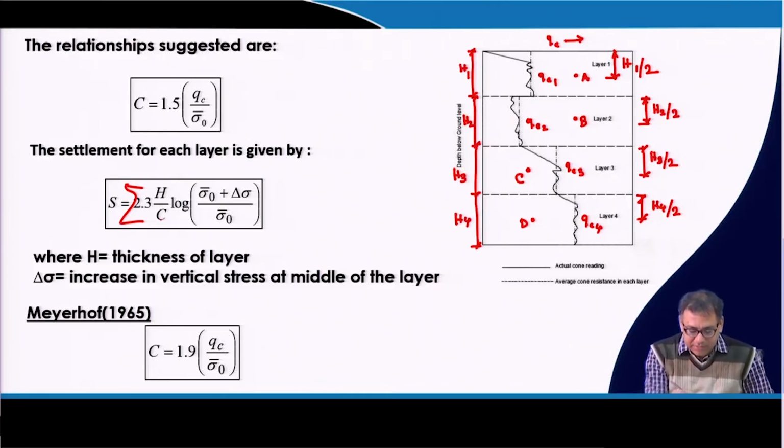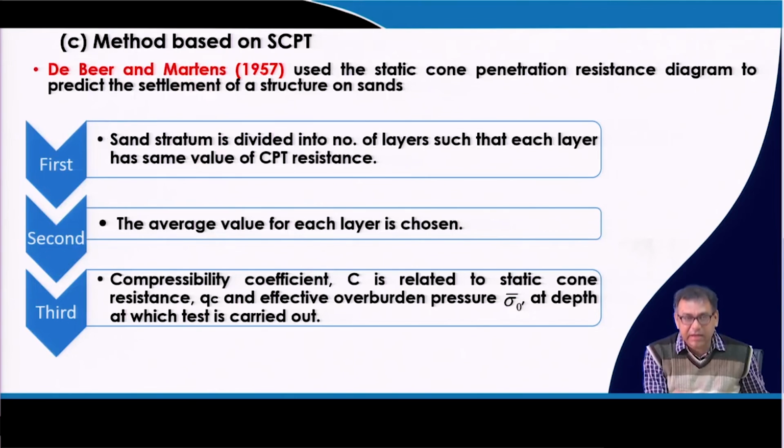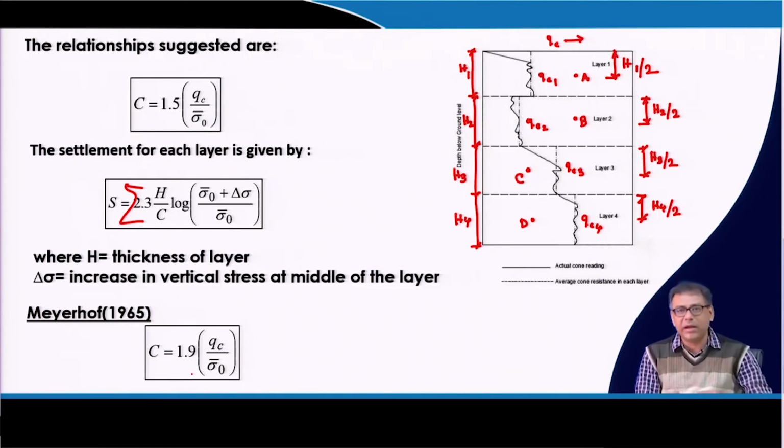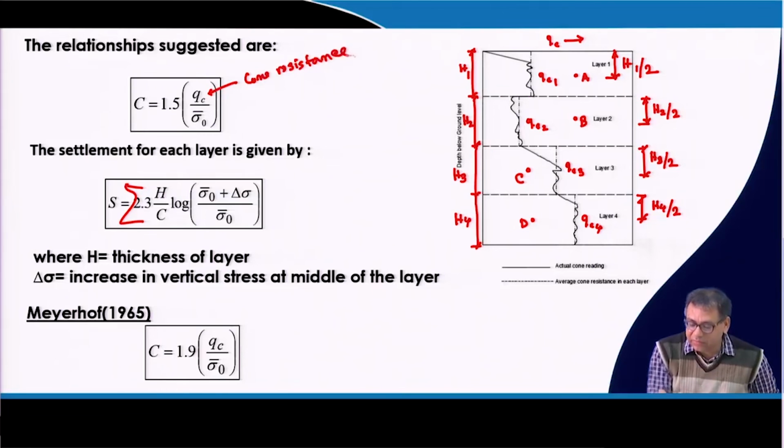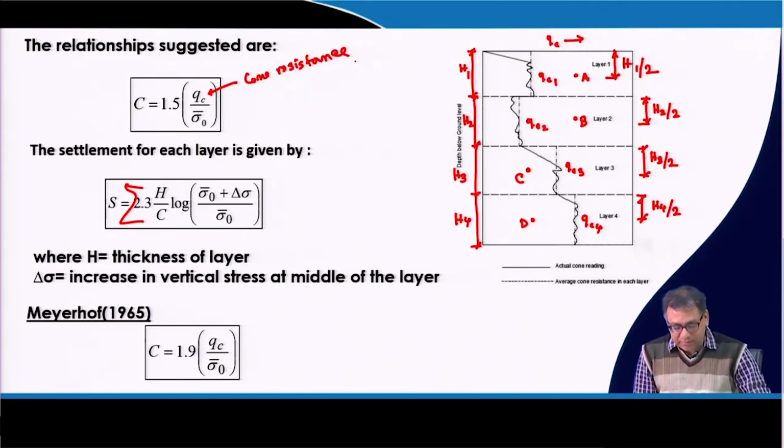And then how do I calculate the C value? I will calculate that C value either by using this equation or this equation. The upper one is given by De Beer and Martens 1957, and this one is given by Meyerhof. So, you can use any of them. Here QC is the cone resistance, and again sigma 0 bar is the effective overburden pressure at that point, either A, B, C, D. So, you have to calculate sigma 0 bar at the respective points, that means the middle of each layer, and you have to calculate the delta P and sigma 0 bar, okay? And then you calculate this equation. This is the cone resistance that we will get from the SCPT test. So, once you get that, you sum them and you will get the settlement.